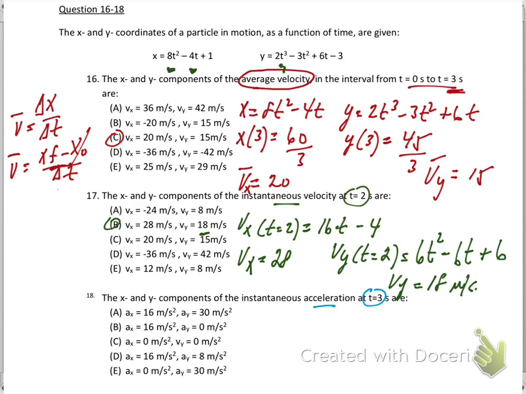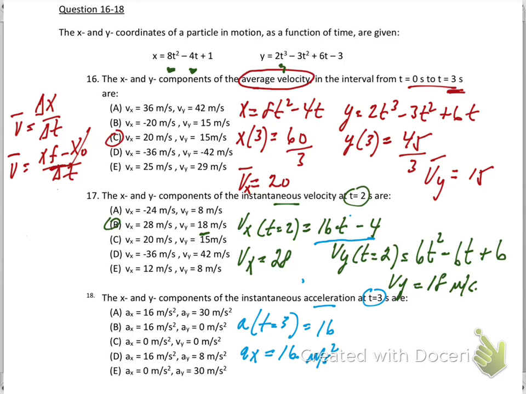We want to get the derivative of that at 3 seconds. So that's acceleration at time equals 3. To get the derivative, we multiply the exponent times the coefficient. That's going to be equal to 16, and reduce the exponent from 1 to 0, so it's just flat out 16. So the acceleration in the x direction is 16 meters per second squared. It looks like we have 3 choices.